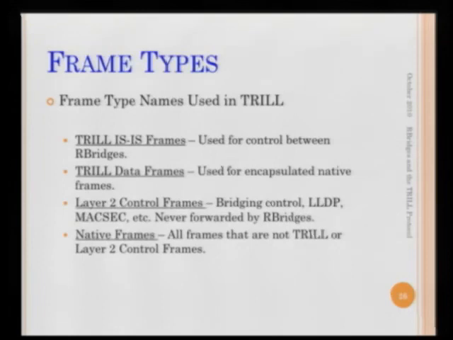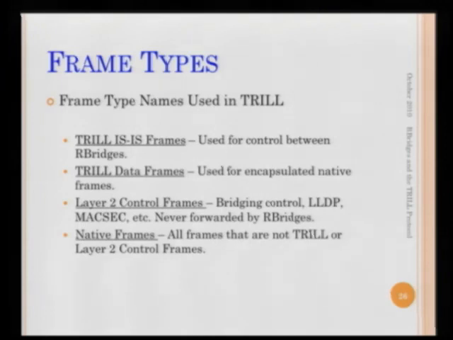So just to back up for one second and talk a little bit about different kinds of frames. In one of these RBridge campuses, there are really four kinds of frames. There's the TRILL IS-IS frames. Those are used between RBridges for control. TRILL data are these encapsulated native frames, the ones that are being routed.